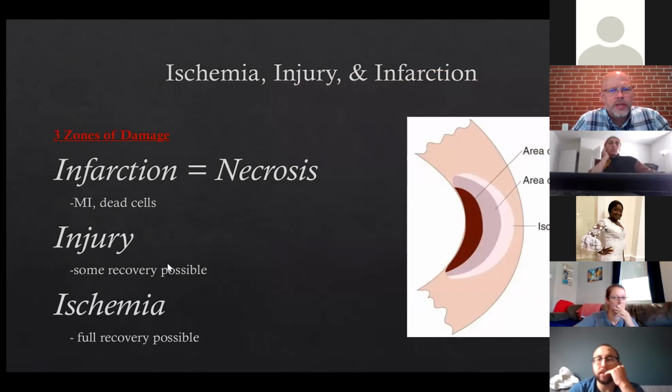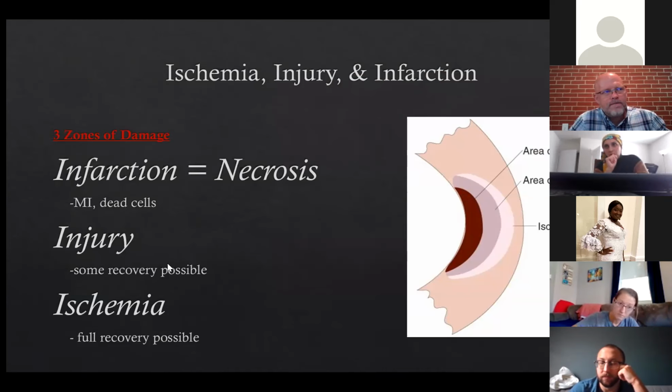I need you to know these three different zones. We are hoping when someone has a heart attack that the patient only has ischemia. If they only have ischemia, the full function of the heart may return over time. If they've got injury, there may be permanent damage to the contractility of that heart muscle. And if they've got necrosis or an infarct, then it's dead and it will never come back.